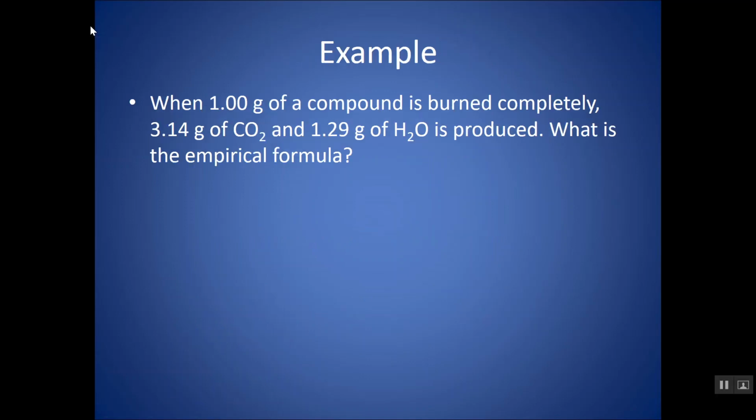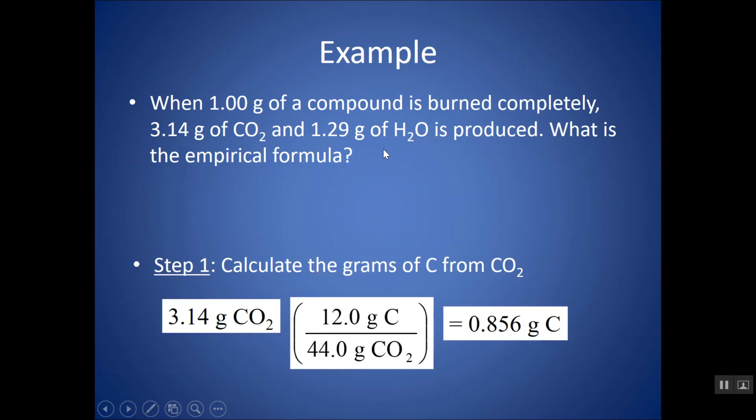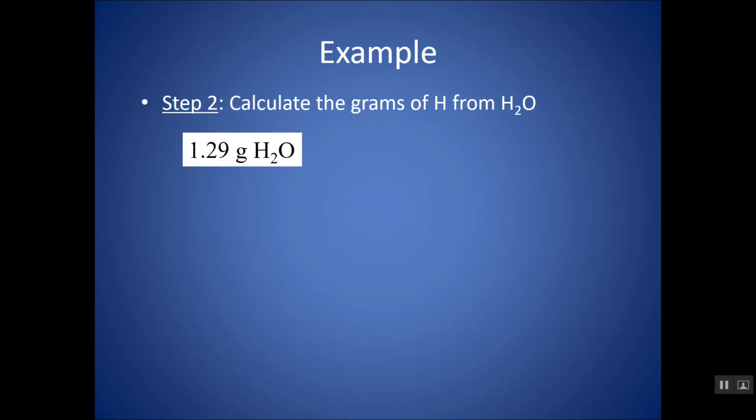Here's one more example to try. Give it a shot, and then check your work. 1 gram of a compound is burned completely. They give me the mass of CO2 and H2O. Let's figure this out. So I'm going to isolate the carbon from the CO2, and I get 0.56 grams of carbon. I'm using the mass ratio of carbon part over whole here, which is essentially the mass percent.